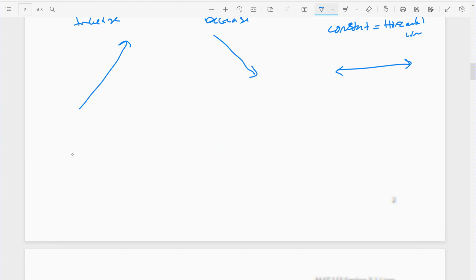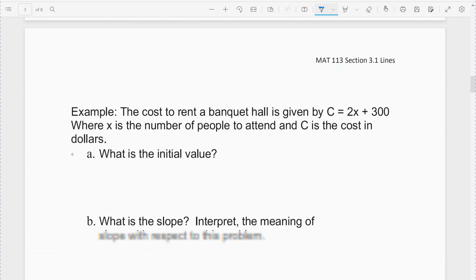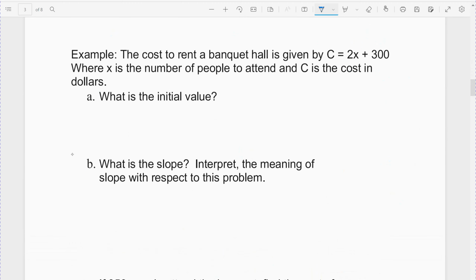All right, so we're going to do an example. A simple linear case. Suppose that we know that the cost to rent a banquet hall is given by the linear function c equals 2x plus 300, where x is the number of people who are going to attend, and c is the cost in dollars. What's the initial value? So remember, the initial value is the y-intercept. That's the b part. When x is 0, b is 300.